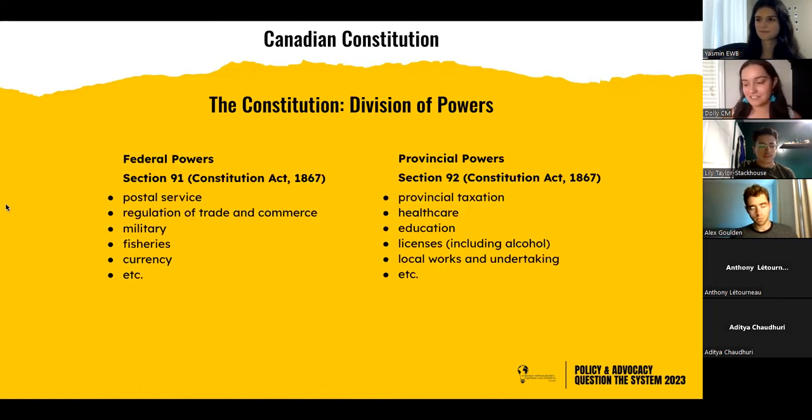Okay, so the division of powers. Federal powers, section 91, include the postal service, regulation of trade and commerce, military, fisheries, and currency. Provincial powers, section 92, include provincial taxation, healthcare, education, licenses including alcohol, local works and undertakings, etc. An example of how provincial powers are executed differently is that in Alberta, alcohol licenses are private, so there are many private organizations, including Costco, that sell alcohol, versus in Ontario, it's all done through the province.